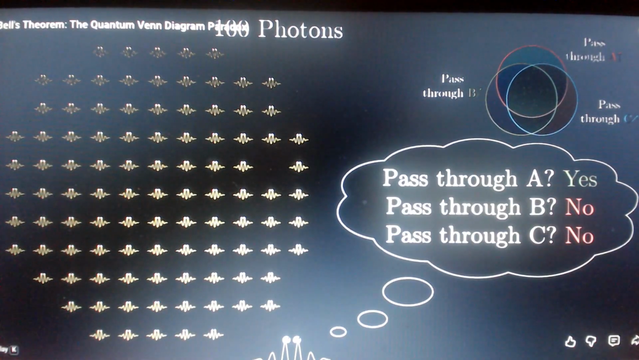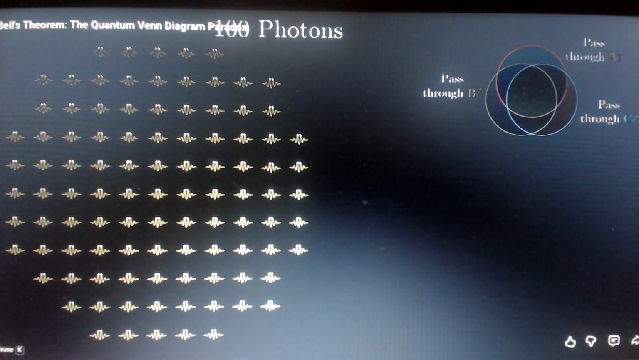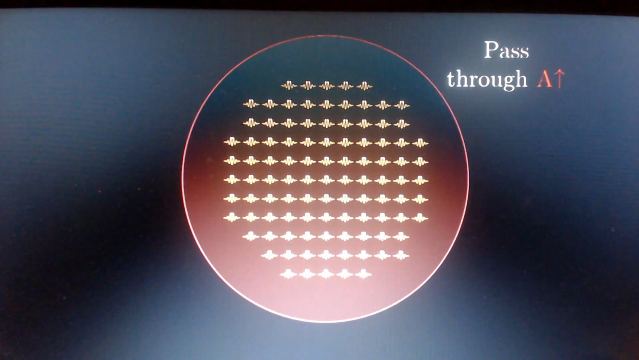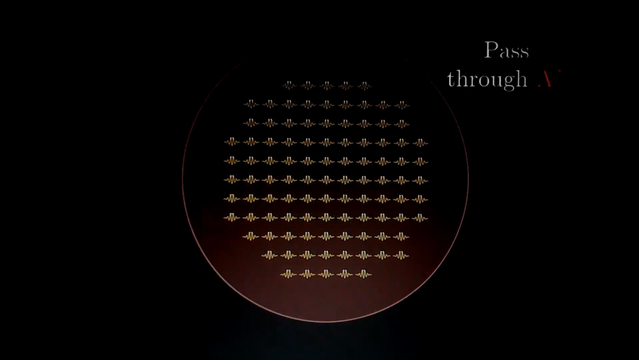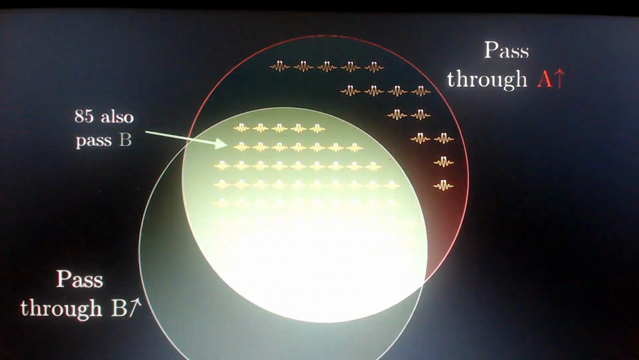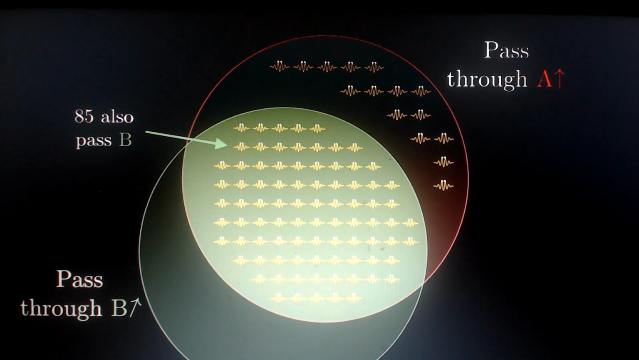Determines their answer to these questions. And let's say that all of these definitely pass through A, which I'll show by putting all 100 inside this circle, representing photons that pass through A. Now, if you want to produce the results that you see in experiments, about 85 of these photons would have a hidden variable determining that they pass through B.